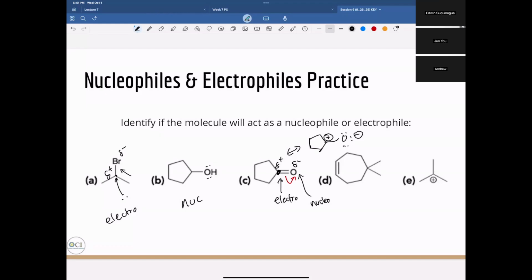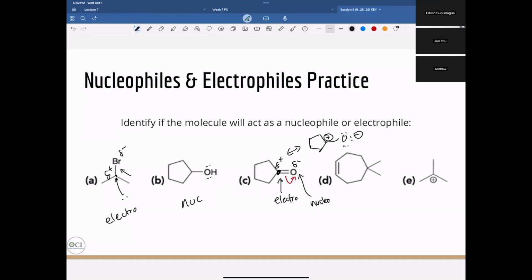A is like that. Bromine is actually a good nucleophile as well. But in this case, the bromine group is seen as a leaving group, so it's not part of the molecule anymore. And we're asking if this molecule itself is going to be a nucleophilic or electrophilic molecule. And there's going to be a partial positive charge on this carbon, which is on the molecule itself. So I think that's why we named this as electrophile instead of a nucleophile.